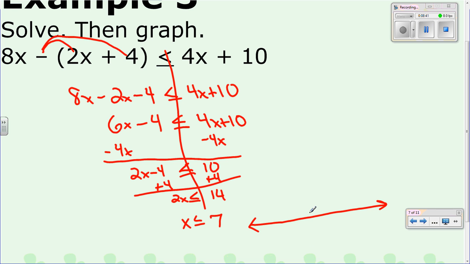Whenever we graph this, 0 and 7, because it has the equal sign underneath it, it's a closed dot, and then it's less than, so it's shading to the left.